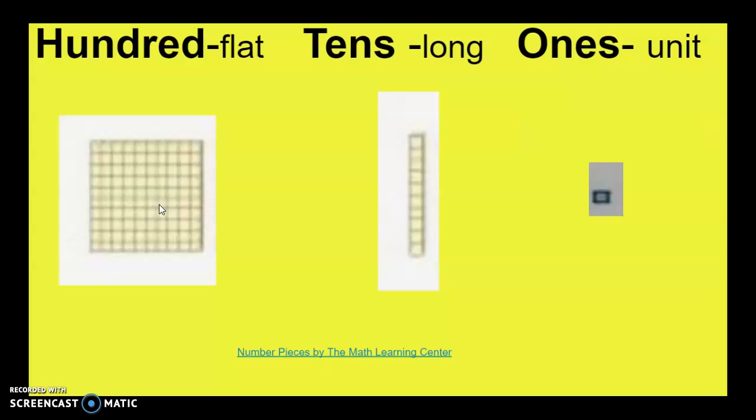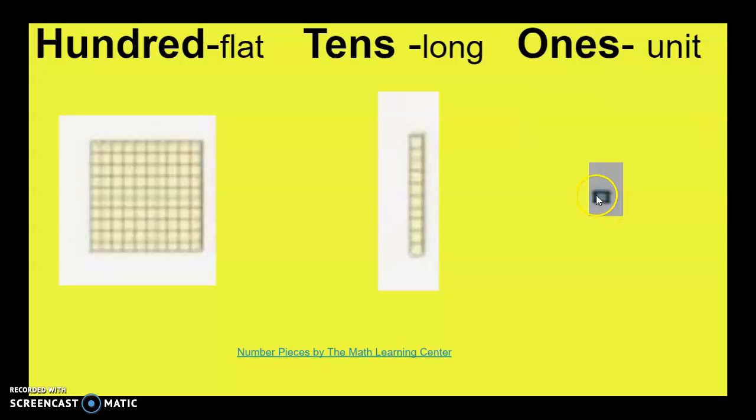And it is 100. This is your 10s. It is called a long. Say long. So this is a long. It is 10. Okay? There are 10 little cubes put together right there. These are your ones. This is called a unit. Say unit. Your ones are called units. So if you have 1, you have 1 unit.